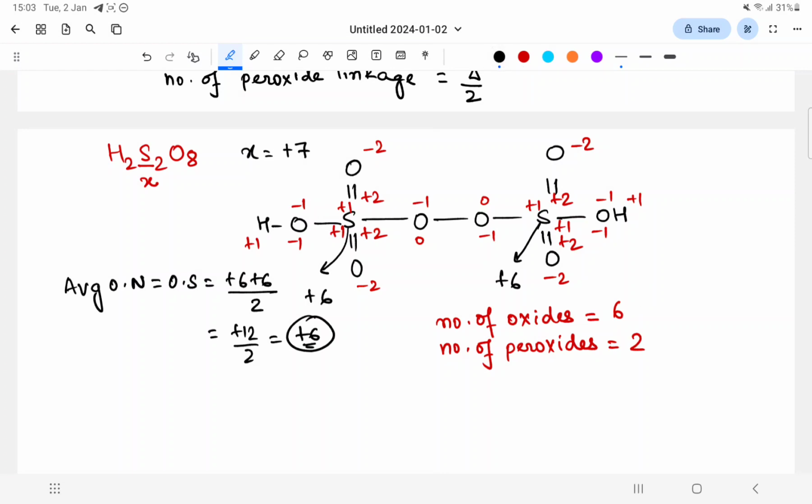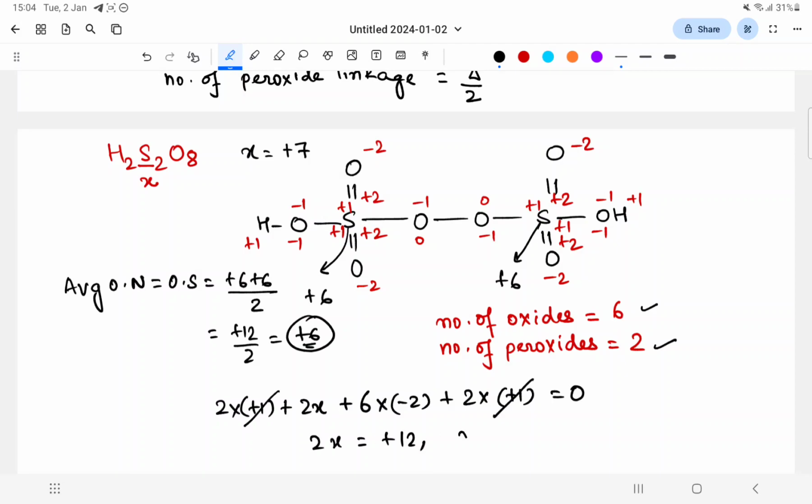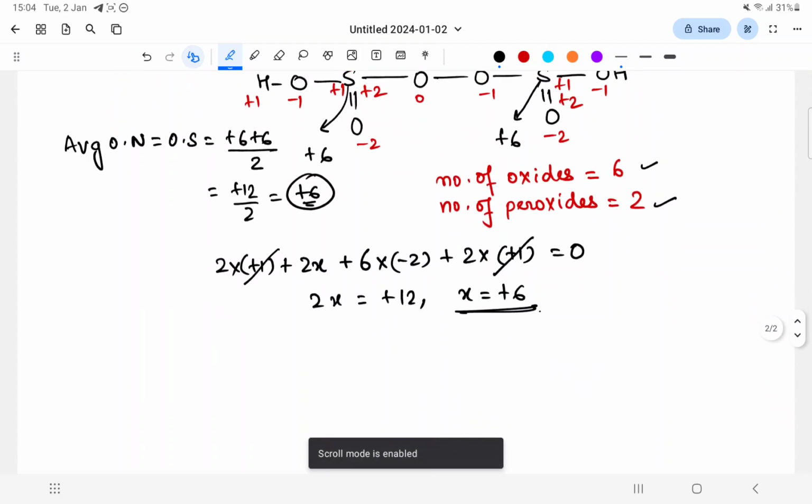So if I redo the maths again, what will be the value that I will get? 2 into +1 plus 2x plus 6 into -2 plus 2 into +1 is equal to 0. Cancel it off. 2x equals +12 and x equals +6. Bullseye. I got +6, but many of you would have already answered and told me that it is +6, based on the concept that I have told you, that if it overshoots the value, go with the maximum value, isn't it?